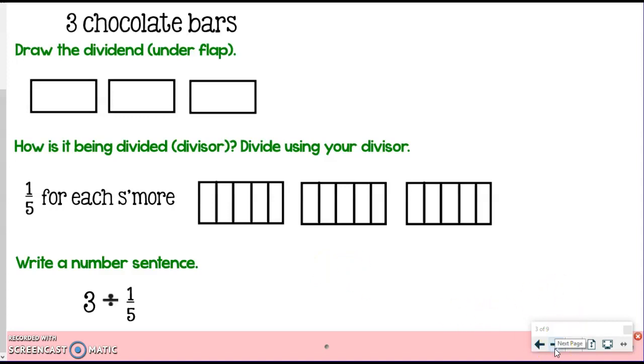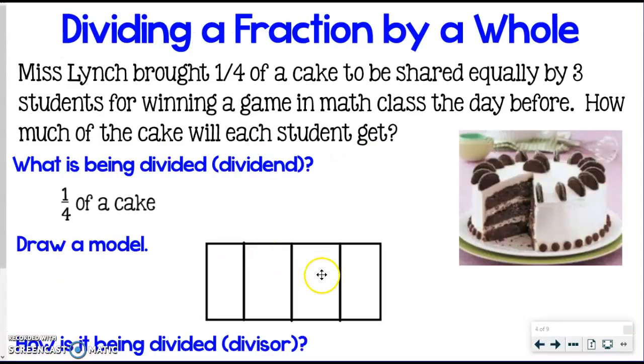Let's try a different example now. So instead of doing a whole number, so right here we had a whole number divided by a fraction, let's try a fraction divided by a whole number. Okay, so it says Miss Lynch brought 1/4 of a cake to be shared equally by 3 students for winning a game in math class the day before. How much of the cake will each student get?